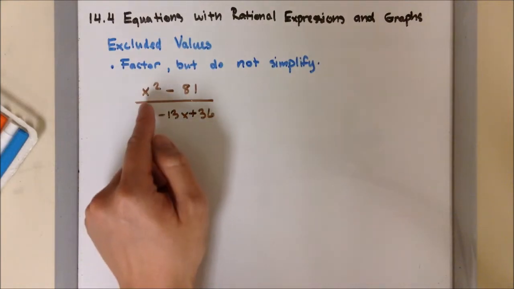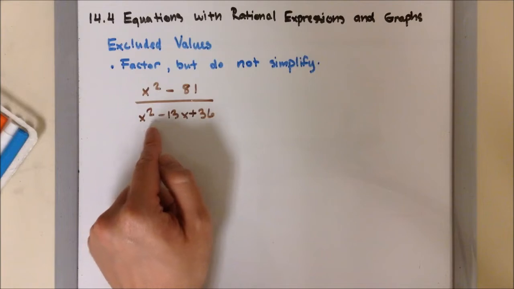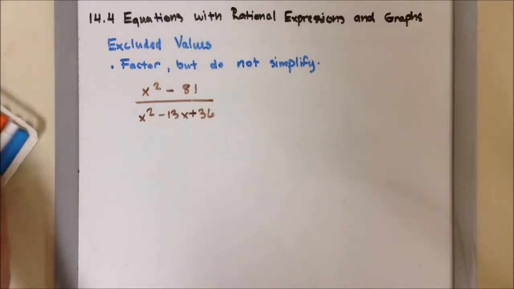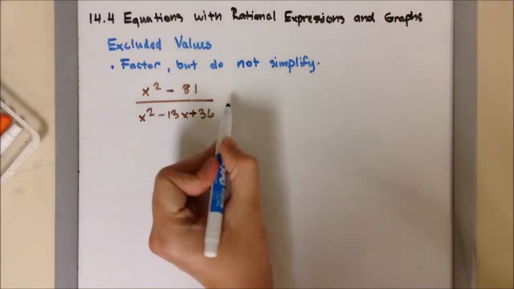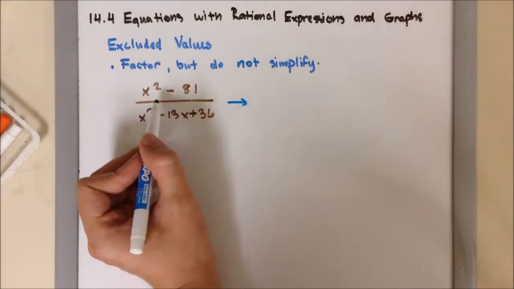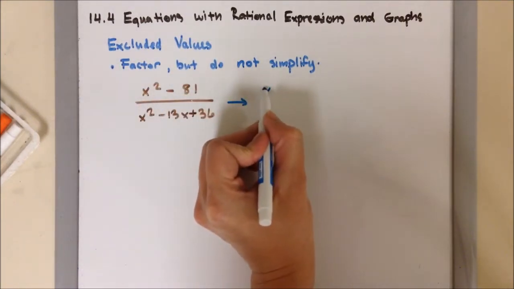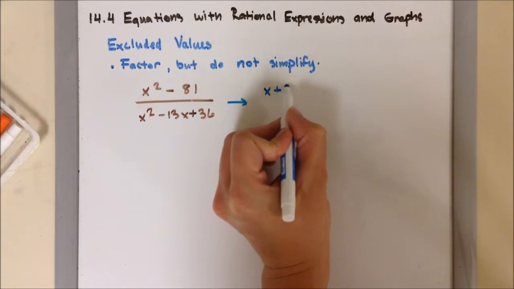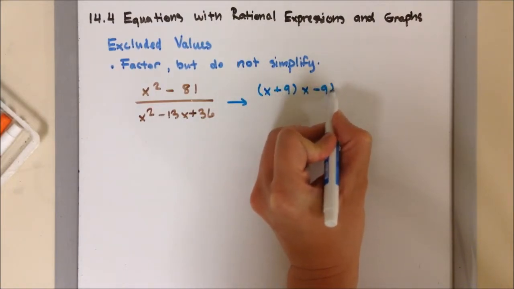So our first example is x squared minus 81 over x squared minus 13x plus 36. When we factor the numerator, we notice that it's x squared minus 81. That's a difference of squares, meaning it's going to be x plus 9 and x minus 9.